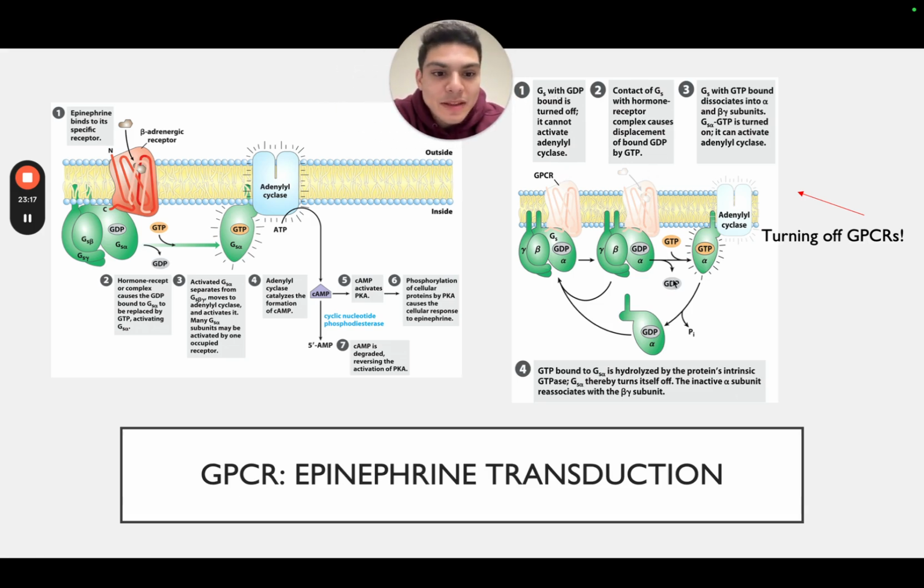And then this pathway right here, this diagram is just talking about how the alpha subunit turns off. So the alpha subunit has intrinsic GTPase activity, which just means that it can actually hydrolyze the GTP into GDP, and when it's hydrolyzed, it'll actually combine back with the beta and gamma subunits to form this inactivated state, and then the signal is turned off.